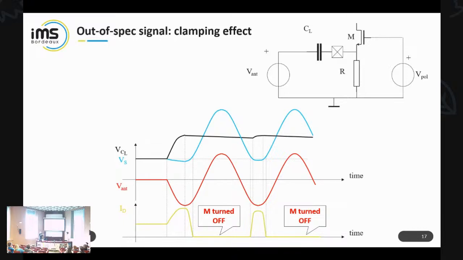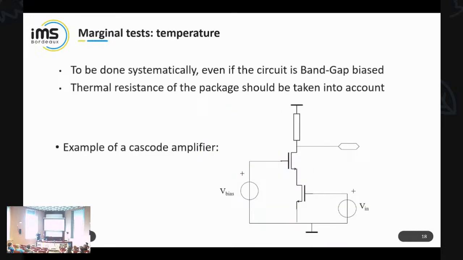And it's not a problem. It worked correctly, but you have to understand why, at a given moment, you got a very, very high voltage here that can even destroy the chip if the voltage at the antenna is very large. That's another tool. You make this try, and you have to understand why. Another try is to do a marginal test at temperature.